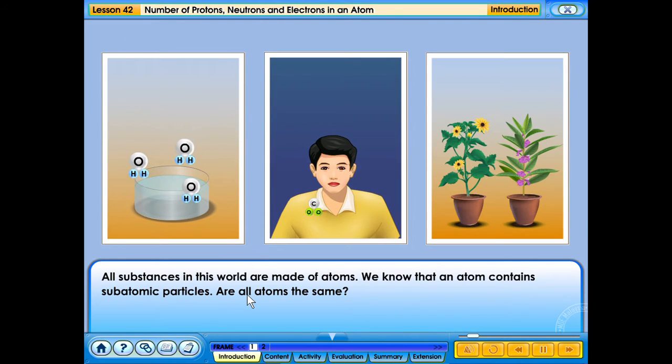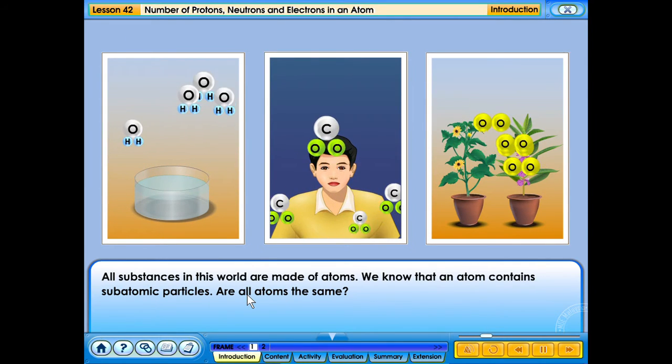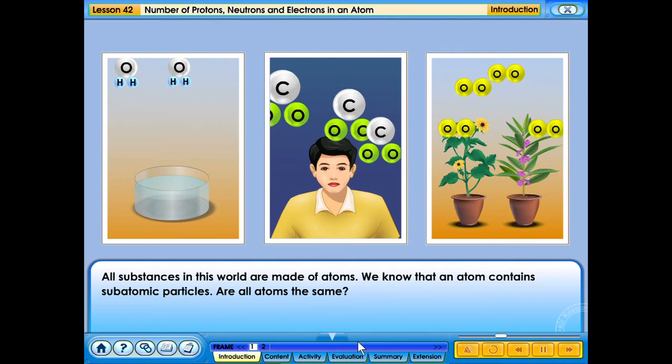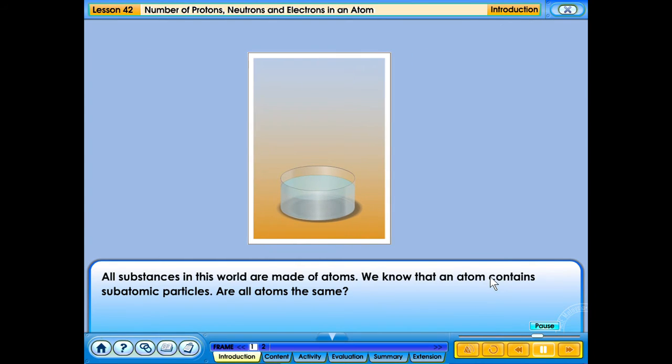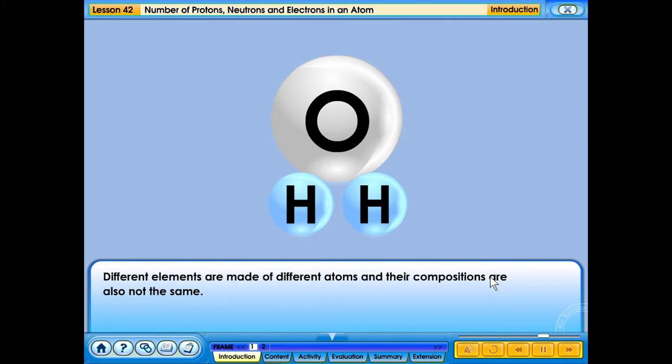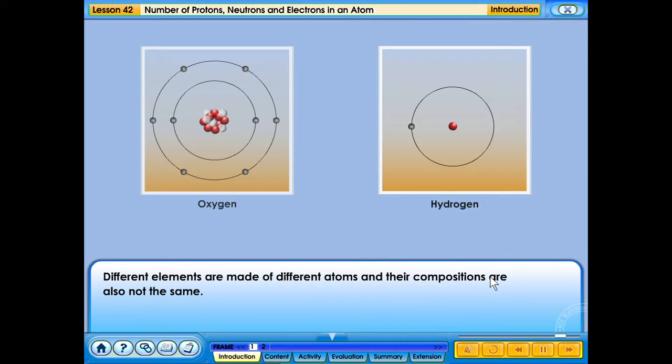All substances in this world are made up of atoms. We know that an atom contains subatomic particles. Are all atoms the same? Different elements are made of different atoms and their compositions are also not the same.